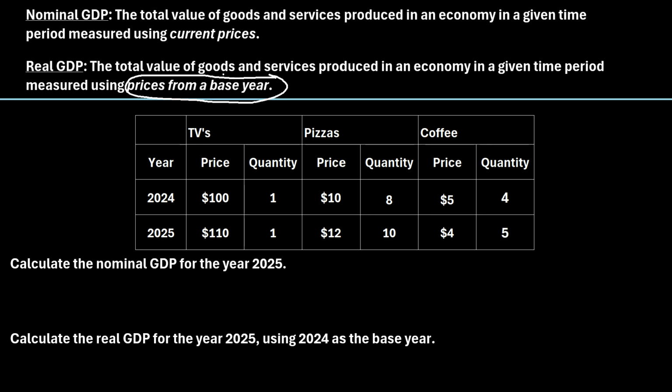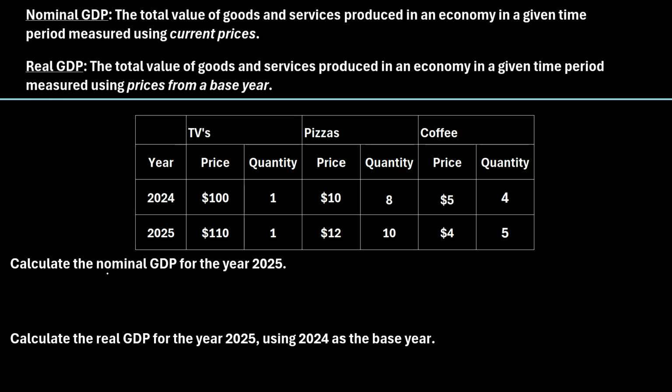So this is the big difference between these two GDP measures. Nominal GDP uses current prices and real GDP uses prices from a base year. So to really wrap our heads around this idea, let's consider some economy where there's only three goods that are produced: TVs, pizzas, and coffee. For this economy, for the year 2024, we have the price and quantity of each of these three goods, and for 2025, we have the price and the quantity of each of these three goods.